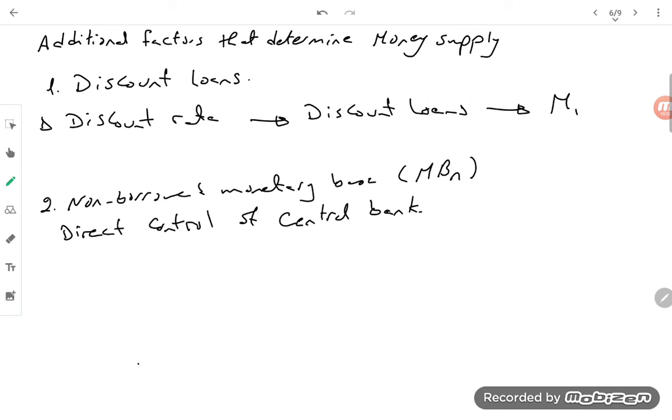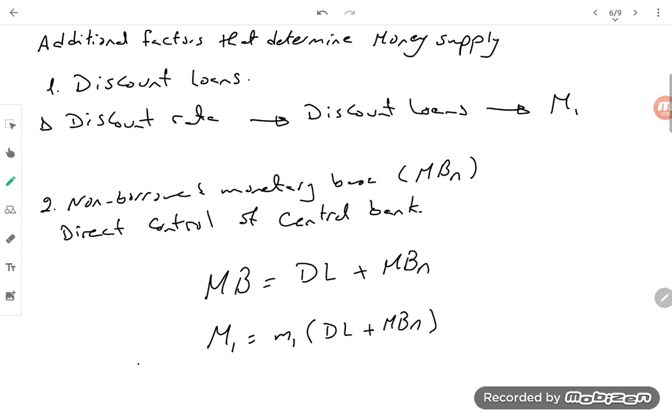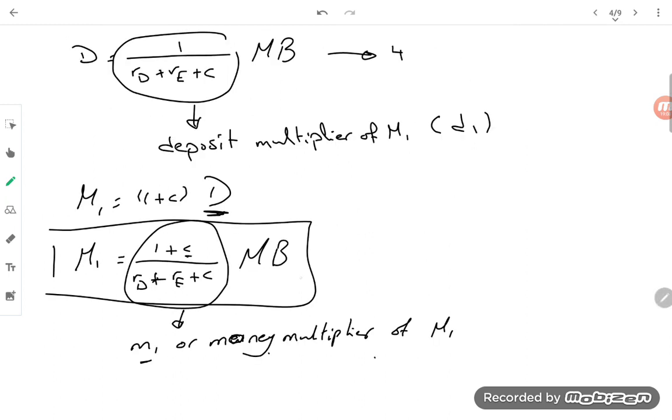So if the central bank would like to increase the non-borrowed monetary base, the central bank is going to buy bonds and stocks from commercial banks. So they are going to have much more money that can be used in order to create deposits or make loans and so on. So this will affect money supply. From this we can write monetary base as the summation of discount loans and non-borrowed monetary base. Also we can write M1 as small m1 multiplied by discount loans plus non-borrowed monetary base. Just like in the earlier equation, we replace this part by discount loans and non-borrowed monetary base.